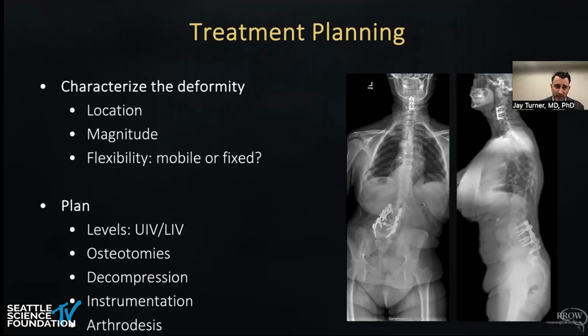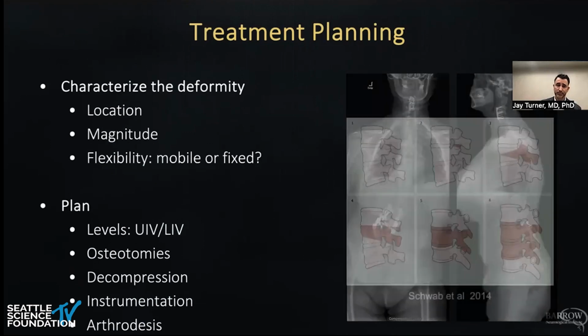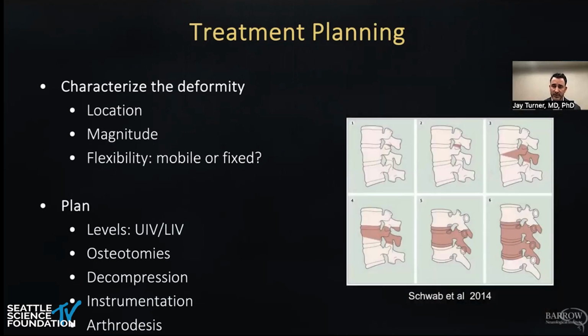And then you make your plan: how high up do you need to go, how low do you need to go, and there are various considerations in that. That's a big topic by itself. And then what osteotomies you need to do. This is the Schwab classification of osteotomies. There are really two clusters here: types 1 and 2 for mobile segments, and then the 3+ really reserved for fixed deformities that require a 3-column osteotomy of increasing invasiveness from 3 to 6.